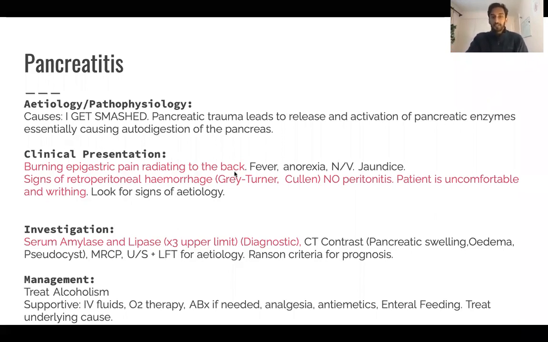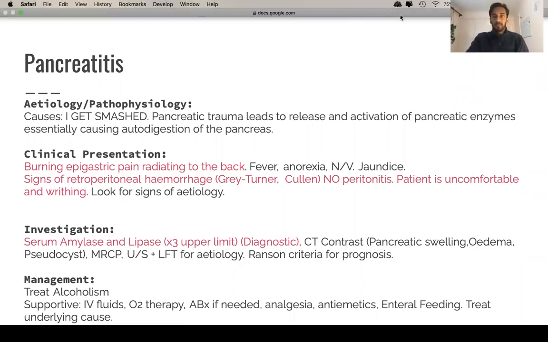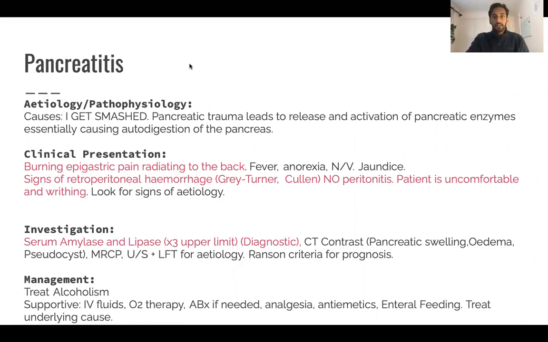But in terms of your clinical presentation, the classic things to really note are, as I said, burning epigastric pain radiating to back. You have your signs of retroperitoneal hemorrhage, so your Grey Turner and Cullen sign, which is your black blotches on your front and side, as well as your patient is unwell and writhing. So they're in really, really bad pain. For investigations, your classic is serum amylase and lipase. That's pretty much diagnostic. If you get those results, it's pretty much confirmed pancreatitis. So keep an eye out for those.